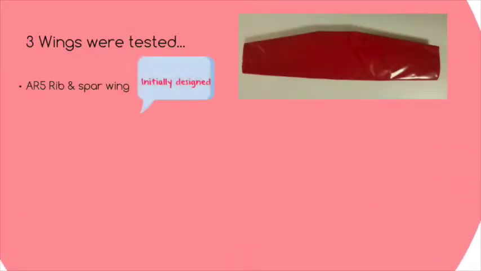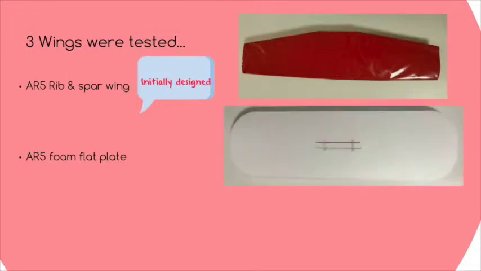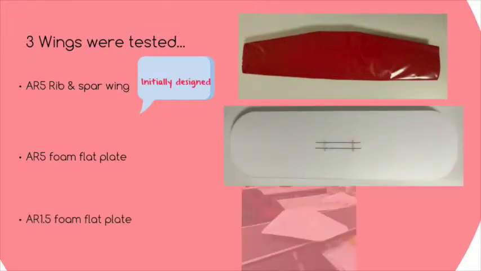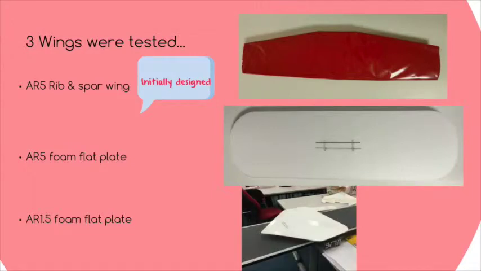First, our initial wing design idea, with an aspect ratio of 5, made using carbon fiber rods and foam spars covered with solar film. Secondly, a foam plate with similar aspect ratio. And finally, a large foam wing similar to that of a hang glider, as the need of an even larger wing in order to maximize lift was ultimately recognized.